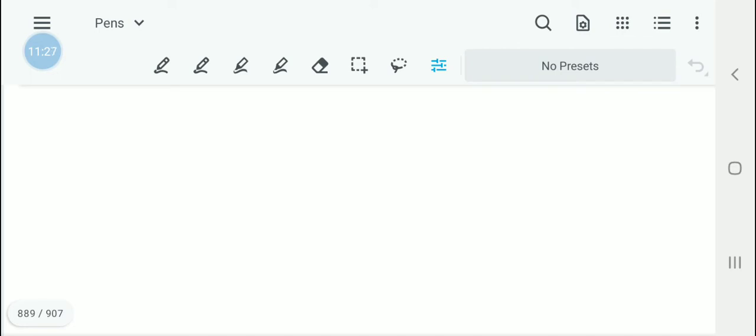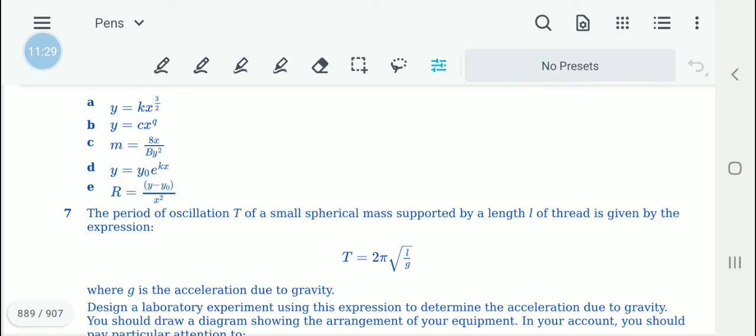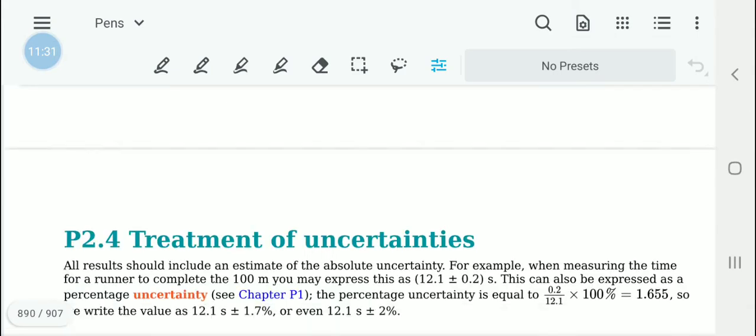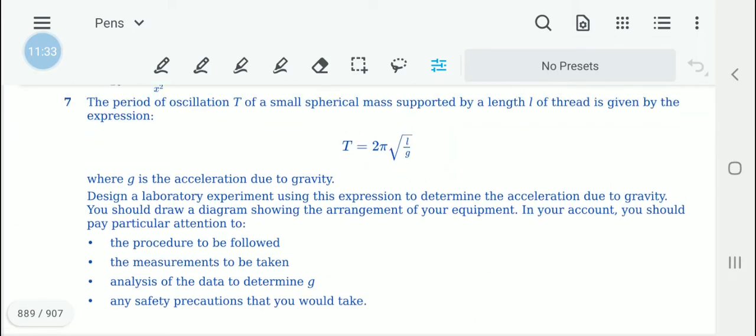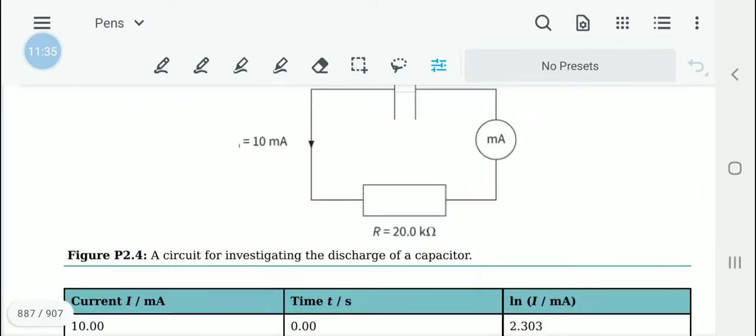If you have understood, please do question number 6 and 7. If you have not understood and if you have any questions, please ask them. But before that, let's write down a small note on this.